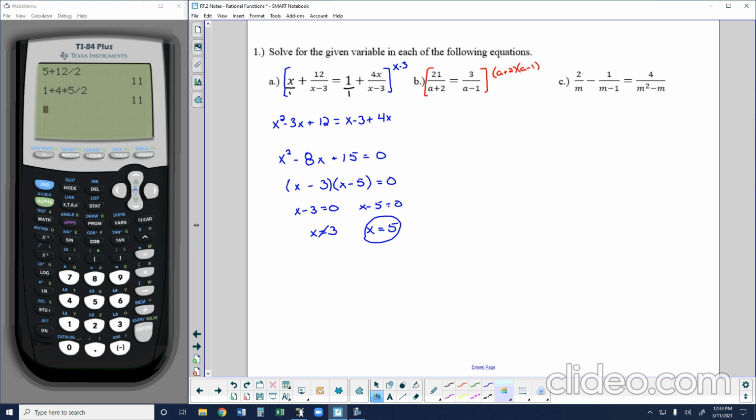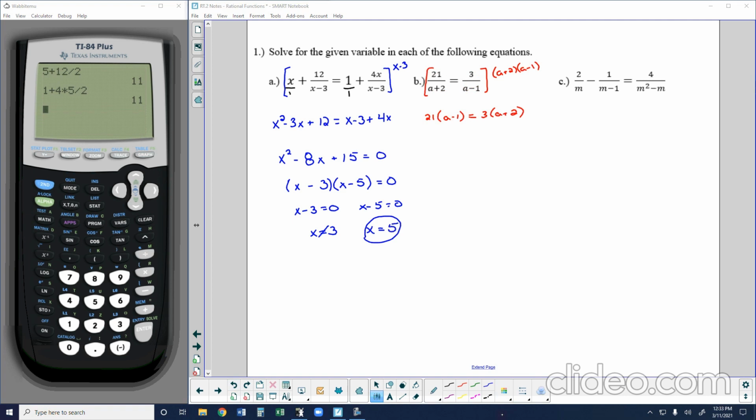If I multiply the second fraction by a plus 2 and a minus 1, the a minus 1's would cancel out, and so this would give me 3 times a plus 2. Another way that we can look at this is probably a familiar concept to you guys. When multiplying two fractions to one another, you can cross multiply. So you can multiply one numerator by the opposite denominator, and that will give you two equivalent expressions. So 21 times a minus 1 and 3 times a plus 2.